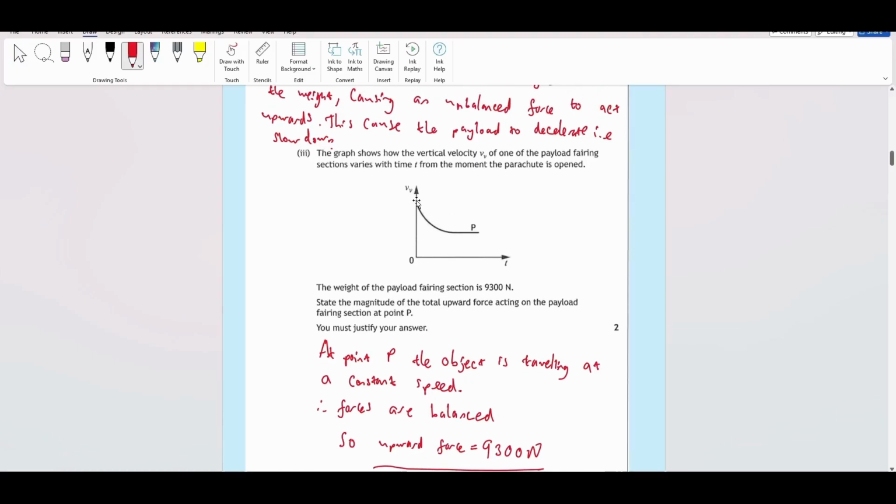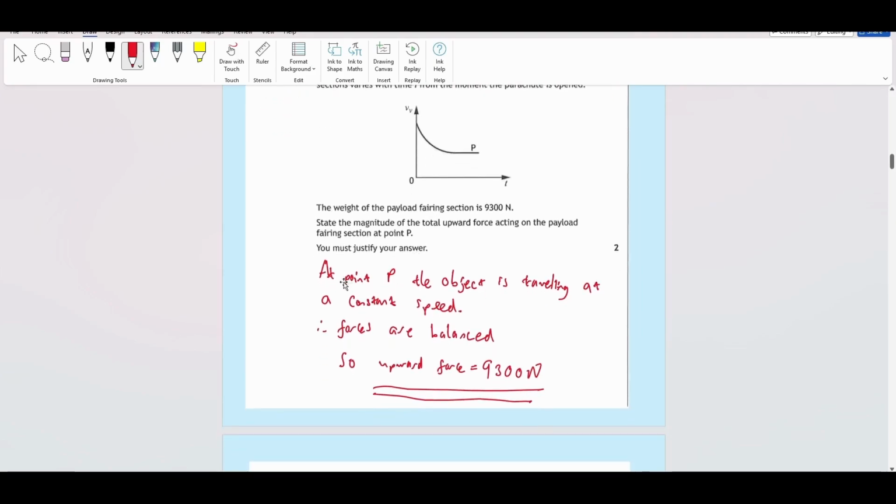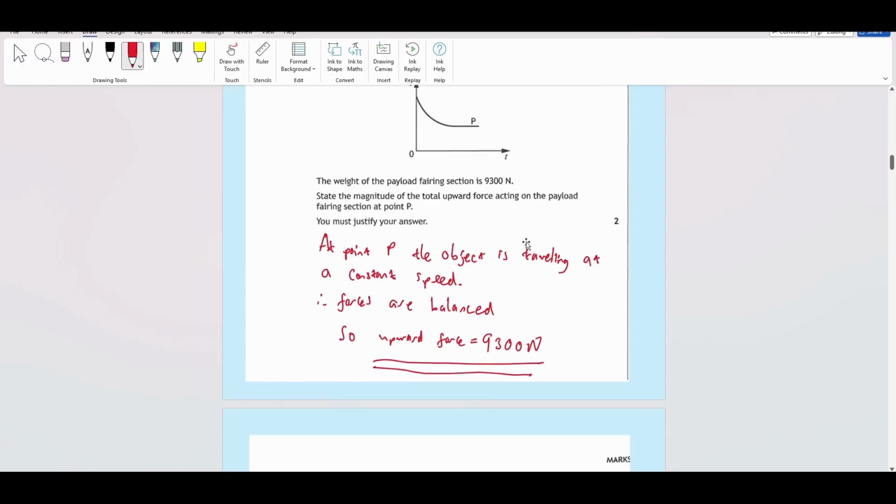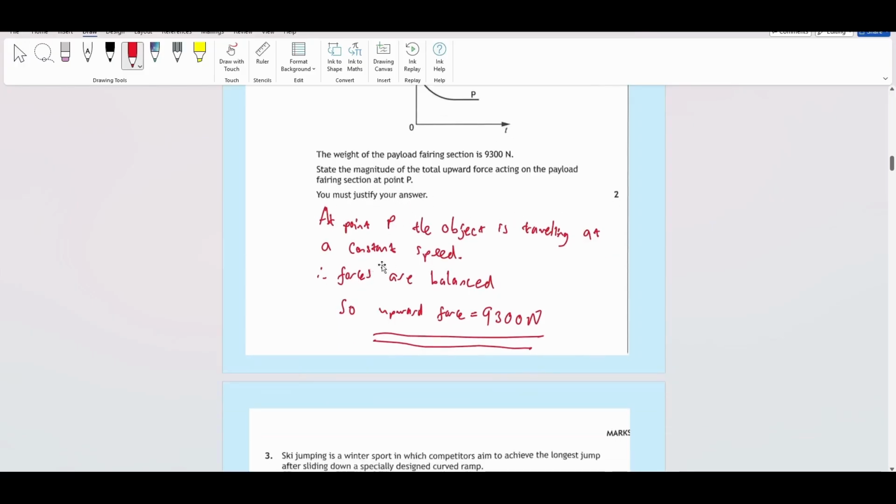So from the graph you can see that the vertical velocity is decreasing, it's a curve, and then at point P it's a straight line. This means that the forces are balanced as there is a constant speed of the payload fairing. So I've written, at point P, the object is traveling at a constant speed. Therefore, the forces are balanced, so upward force is 9,300 newtons.